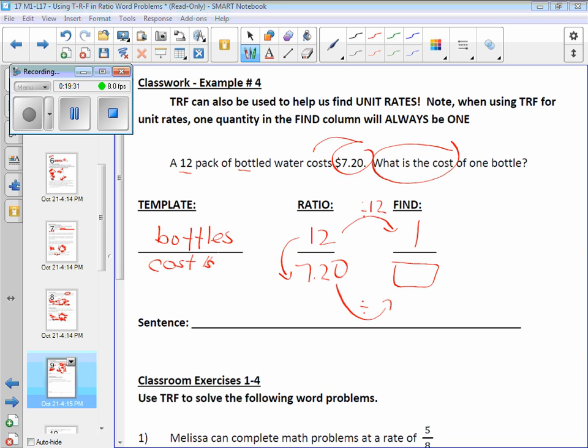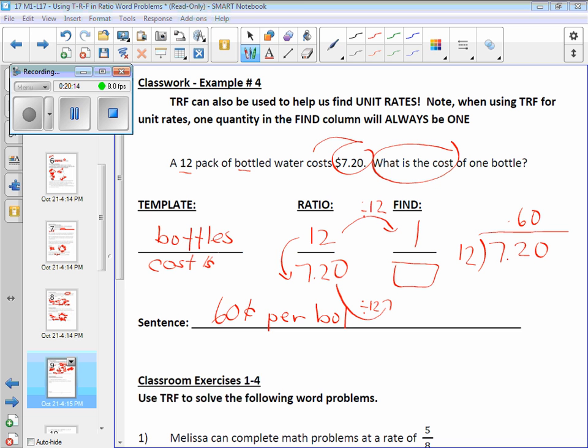Watch. This is exactly why I tell you the way we did it yesterday is easier. $7.20 divided by 12. You're right back to what you did yesterday, just doing a straight division anyway. That's why when it comes to unit rate, I just think the quickest way is to take your 12 goes into 720, and you still wind up dividing anyway. I'm just showing you that you can do it as a template. You could do any ratio word problem using template ratio find. What is the answer? 60 cents per bottle.